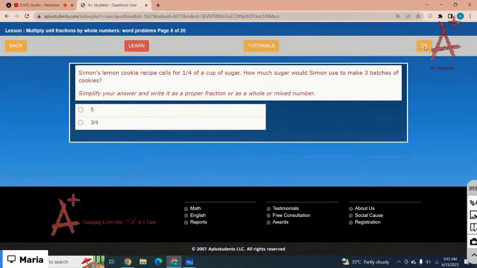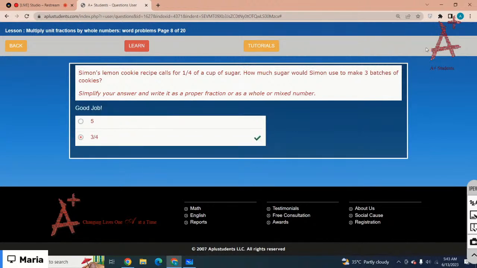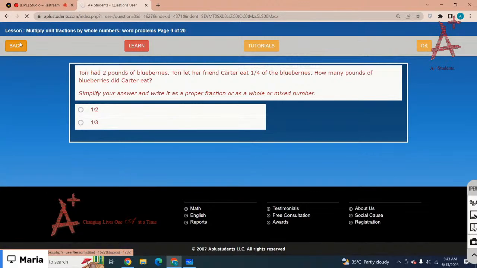Simon's lemon cookie recipe calls for 1/4 of a cup of sugar. How much sugar would Simon use to make 3 batches of the cookies? So which is the correct option? Yes, that would be 3 over 4. Got it? Okay, you can complete the test by yourself later today. Let me just move on to the next lesson.